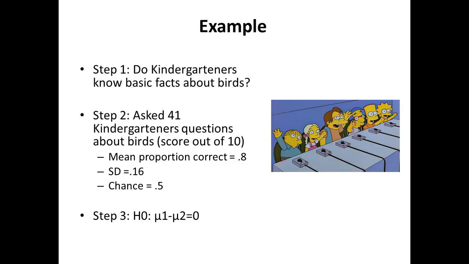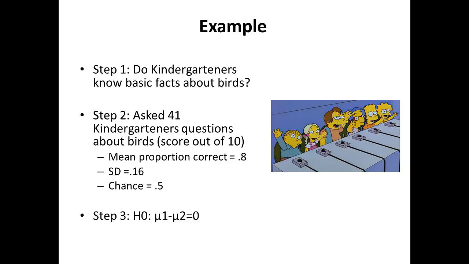So in step 1, let's say I have a research question that I'm interested in whether kindergartners know basic facts about birds. So I draw a random-ish sample of 41 students, and I run the study in which I ask them questions about birds, and they answer yes or no. In this case, I don't have a specific population I'm comparing to, but since I'm asking yes/no questions, I want to test whether they're performing better than chance. And because the answers are yes/no, chance would be 50%, right?